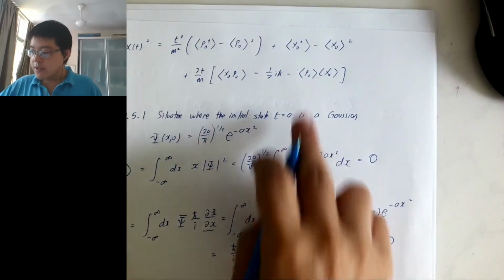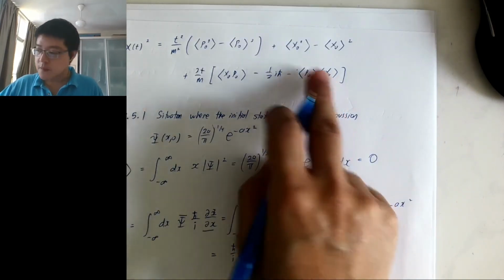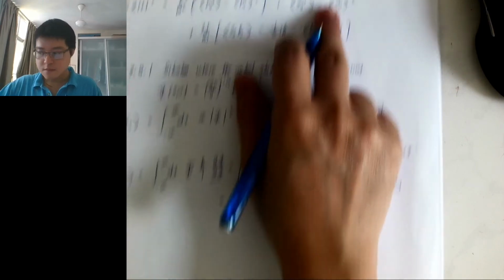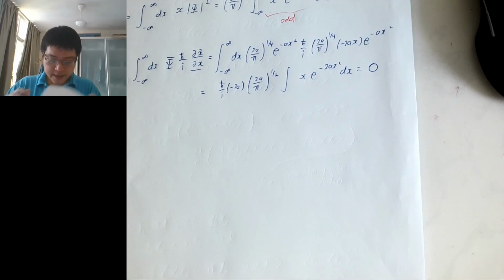Okay, so now I know this term is 0, this term is 0. These two are also 0. Then what about the other ones? Okay, so the other ones are the following.